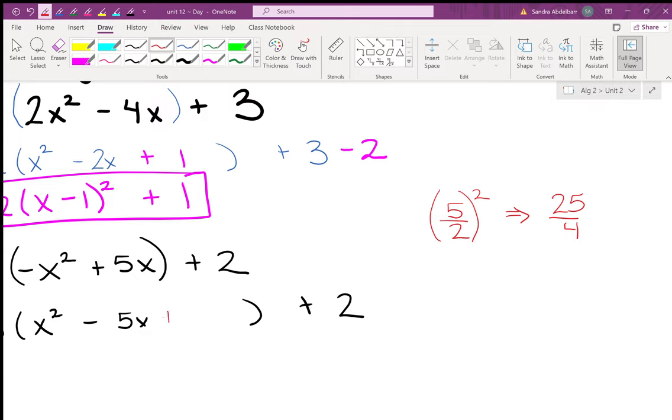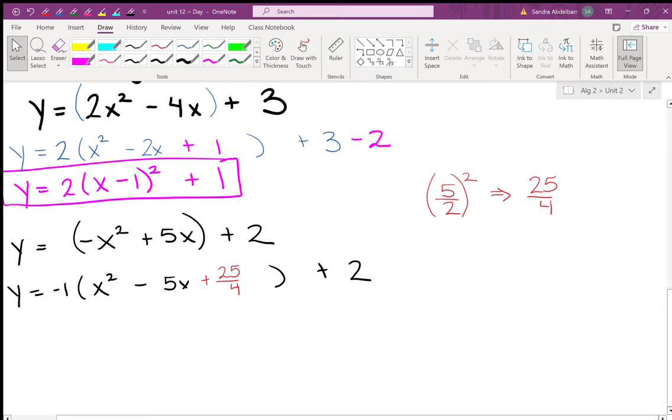So then inside my parentheses, I'm going to add 25 over 4. But be careful. Technically, this is not a 25 over 4, right? Isn't it negative 1 times 25 over 4, which is a negative 25 over 4? So to keep this balanced, this is really subtracting 25 over 4. So to keep the integrity of my equation, on the outside of the parentheses, I'm not going to subtract the 25 over 4. I'm going to add a 25 over 4.